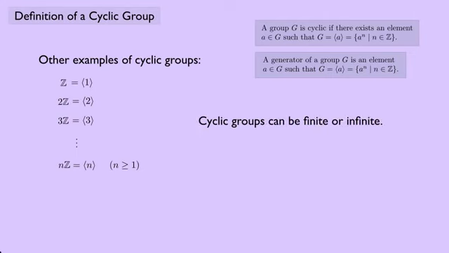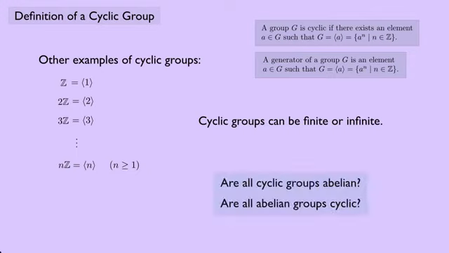Now, cyclic groups can be finite or infinite. We saw some finite cyclic groups when we looked at something like Z6 or Z7, and we see some infinite cyclic groups here when we look at Z and 2Z and 3Z. But what about cyclic groups that are abelian, or abelian groups that are cyclic? Are all cyclic groups abelian, or are all abelian groups cyclic? That's something we'll look at in another video.